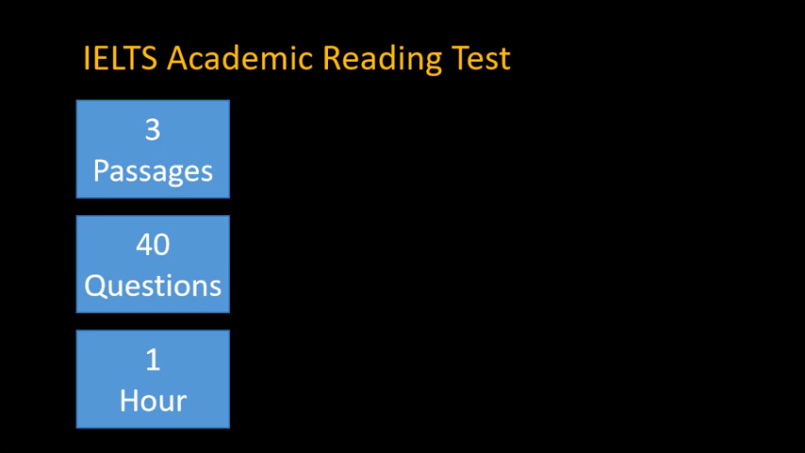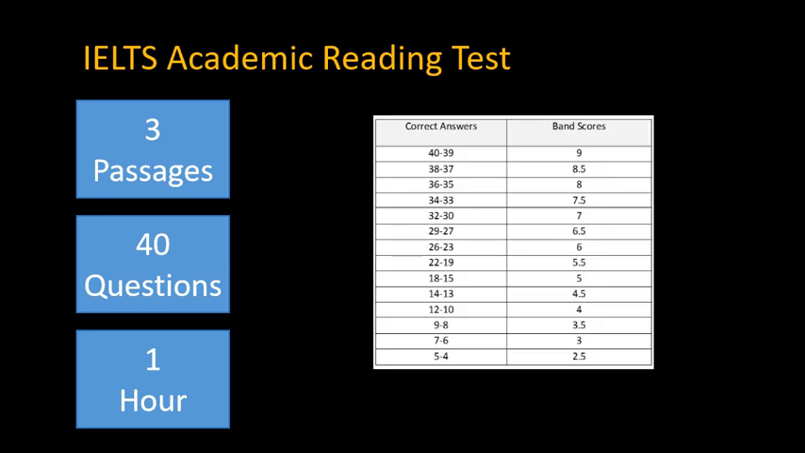The IELTS reading test has 3 passages, 40 questions, and you get 1 hour to complete the test. Now, the academic and general training modules are slightly different when it comes to the reading parts. Listening and speaking are the same. And your total number of answers converts to a band score according to the table shown. We'll look at that again at the end.